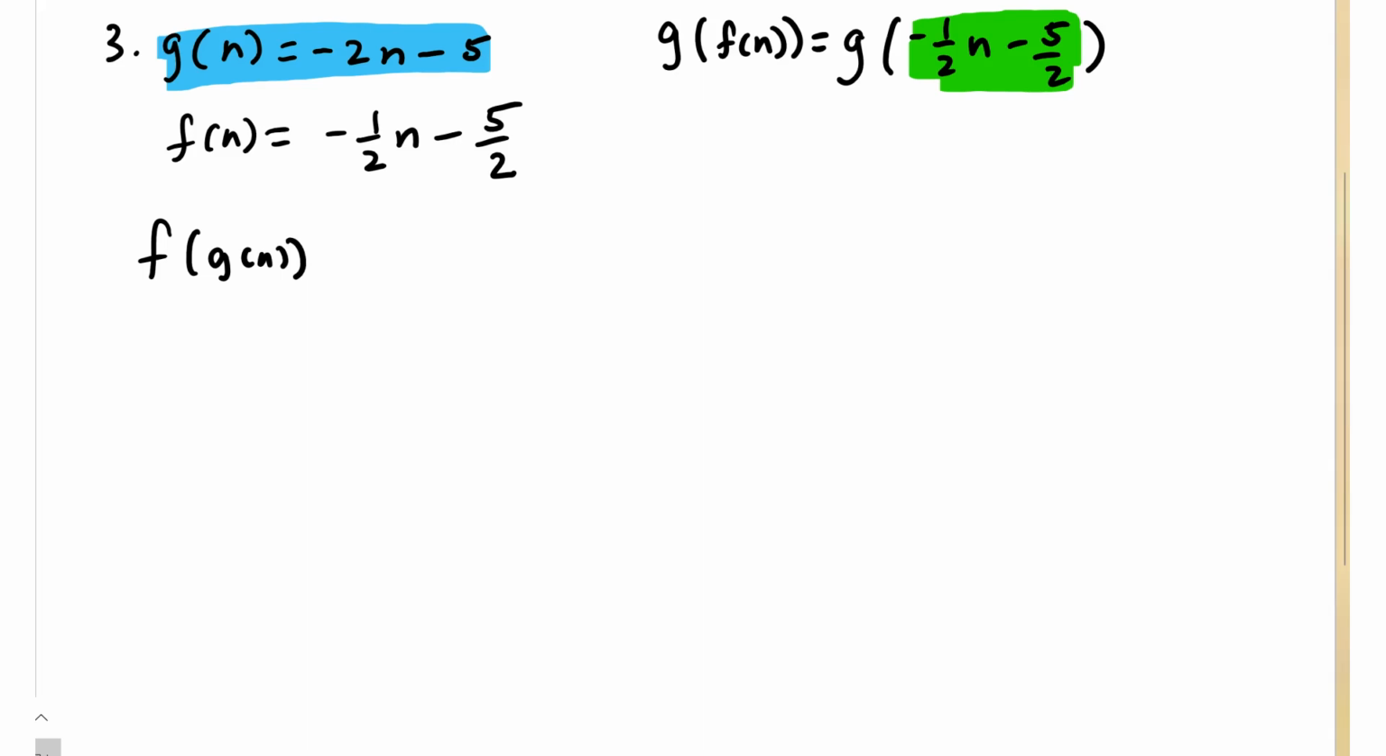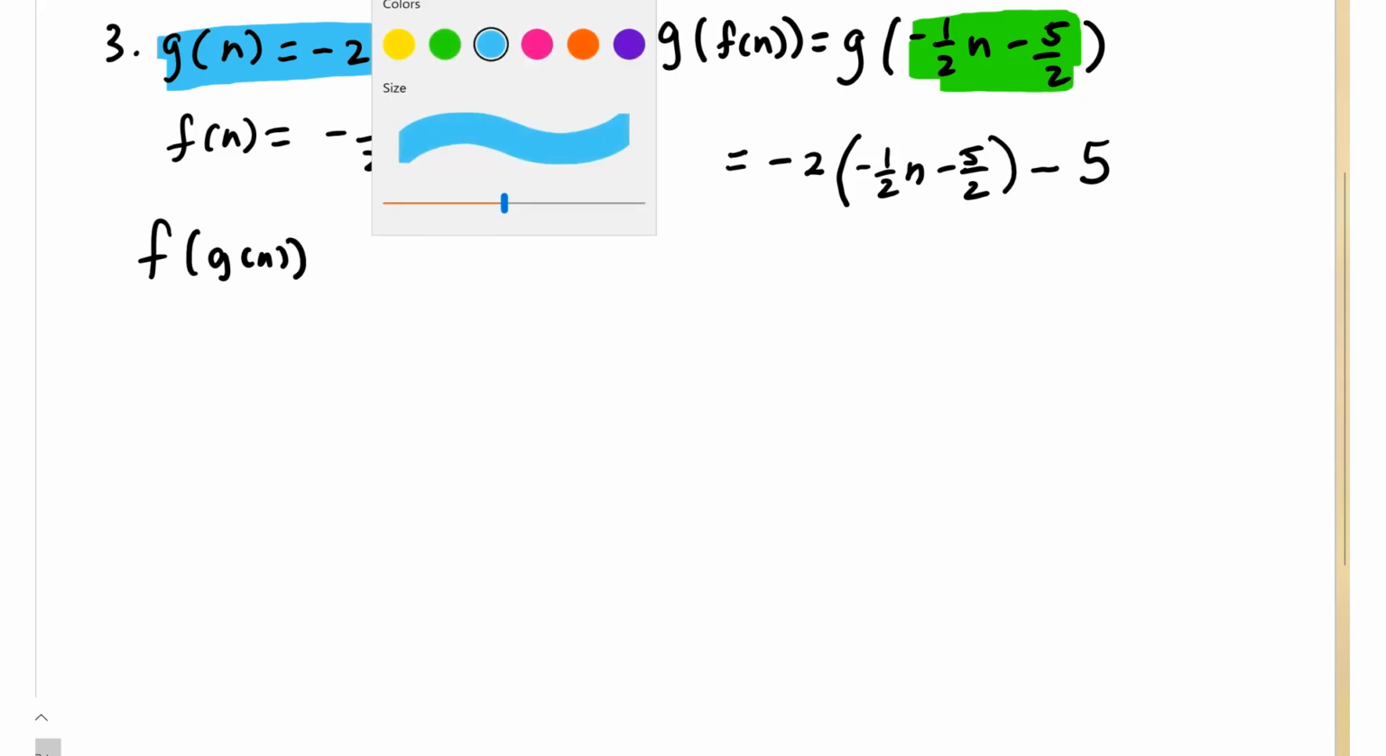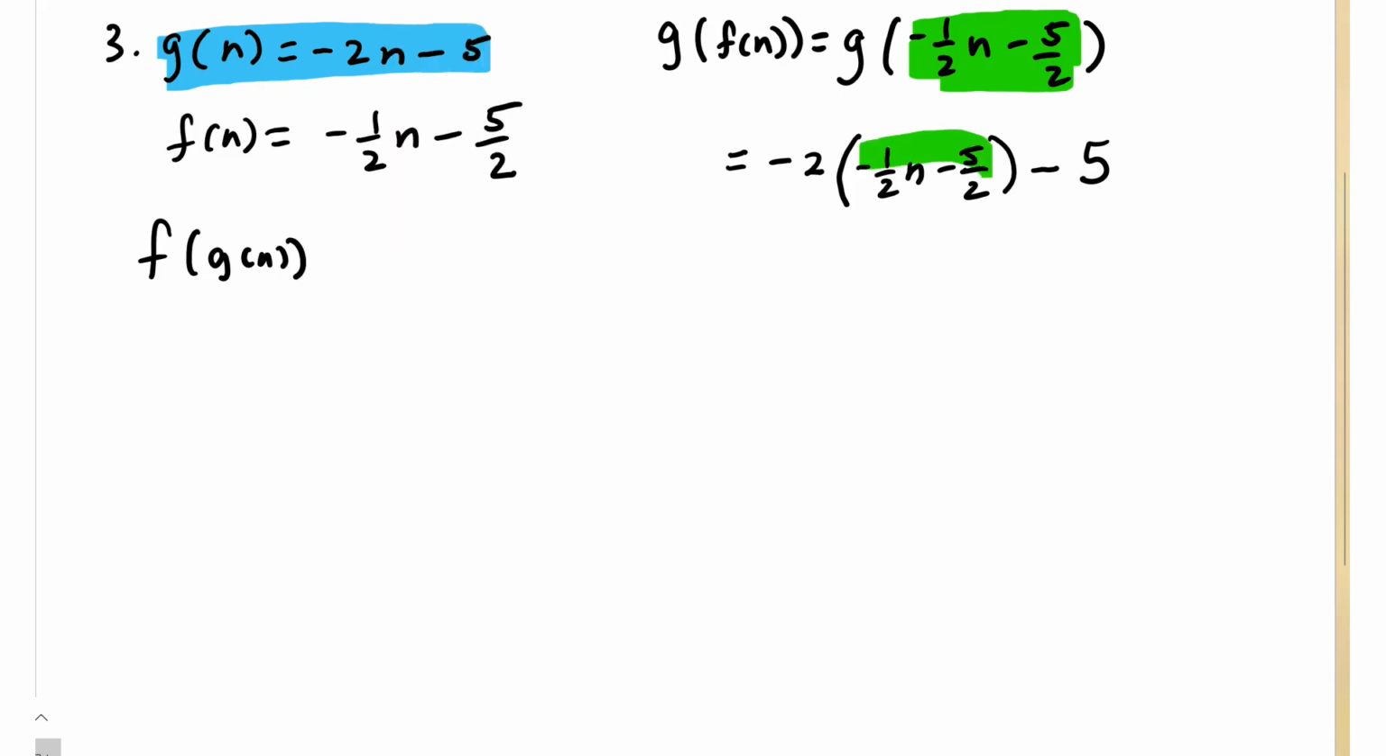So I'm going to go ahead, and wherever I see an n, I'm going to replace it with the green. So we have negative 2 parentheses, that's our n, minus 5. So you have negative 1/2 n minus 5 over 2, because that was our input. So now let's do some algebra. We're going to do the distributive property.